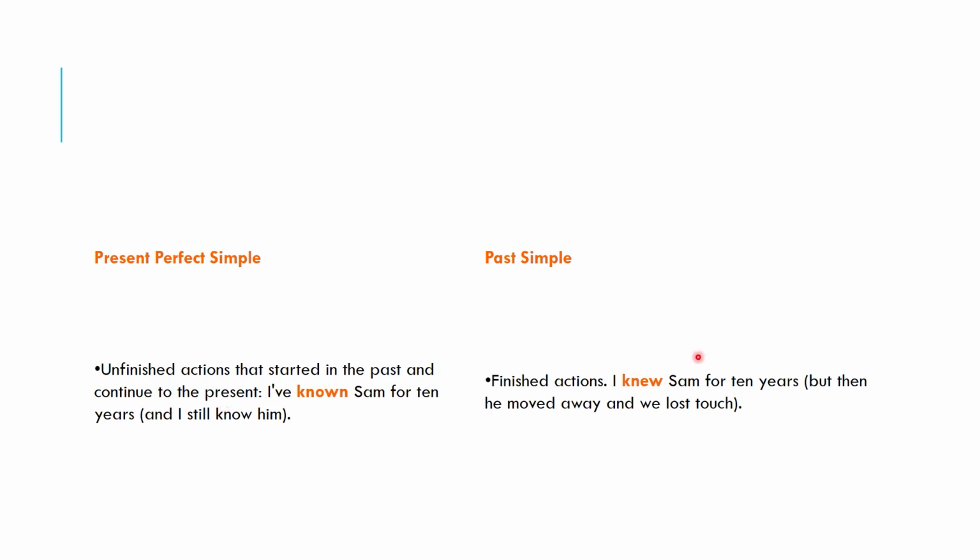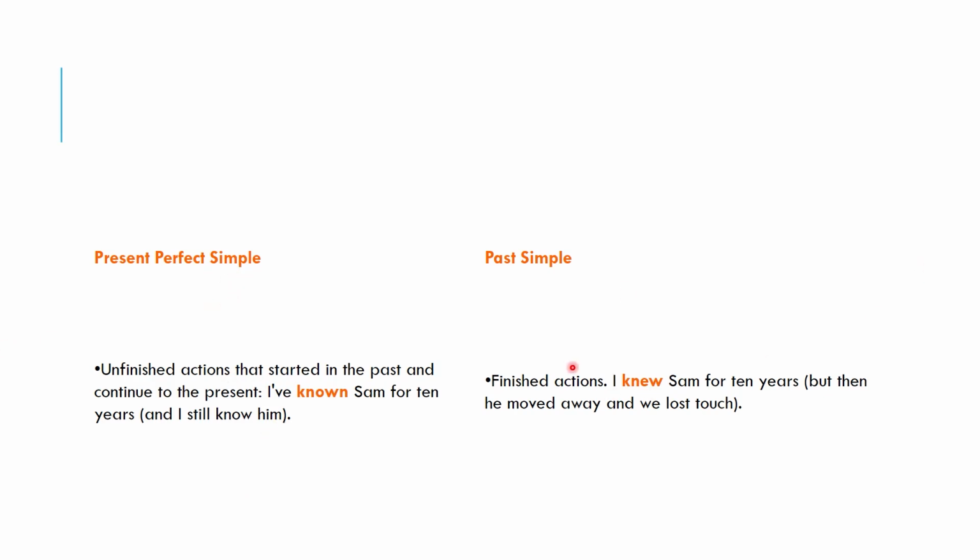Okay, so this is an action, the knowing of Sam for 10 years. It's still in continuation and I still know him. So it started in the past, 10 years back, and it is continuing to the present. So we use present perfect.